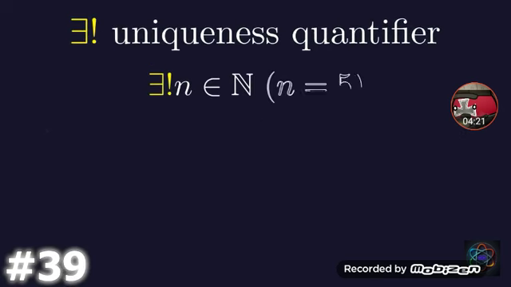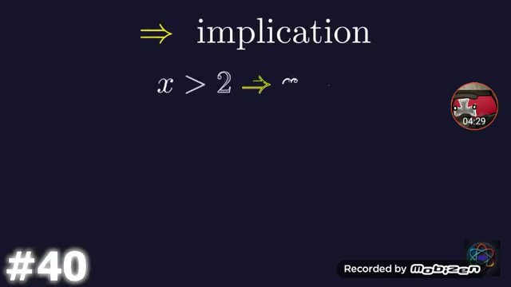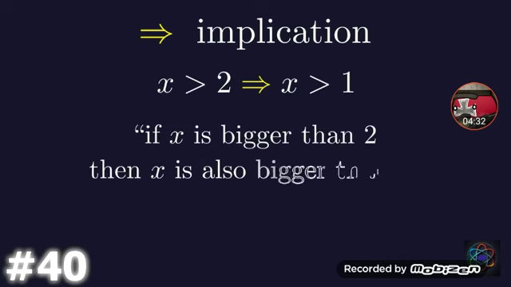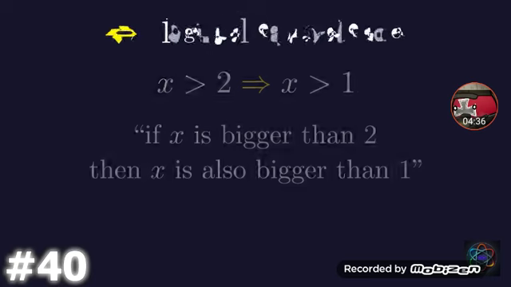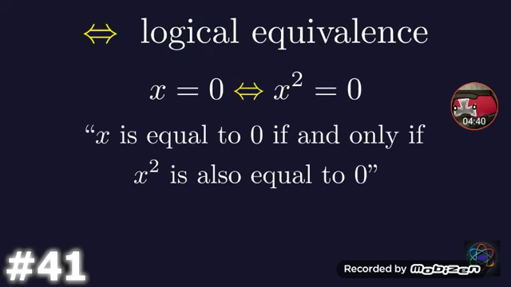Uniqueness quantifier is used to assert that there's exactly one element in a given domain for which a particular statement holds true. Conditional operator denotes an implication between two statements. If the first statement is true, then the second is also true. A logical equivalence operator indicates that two statements have the same logical value.